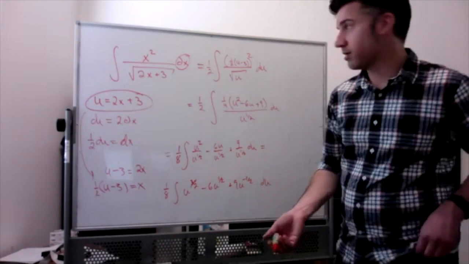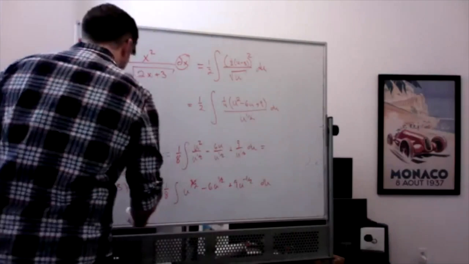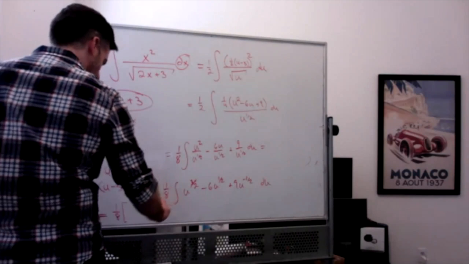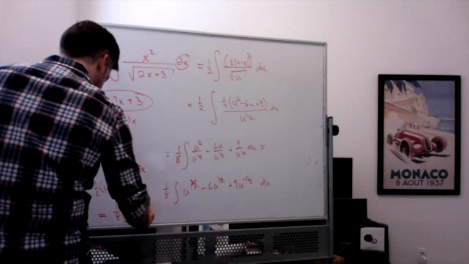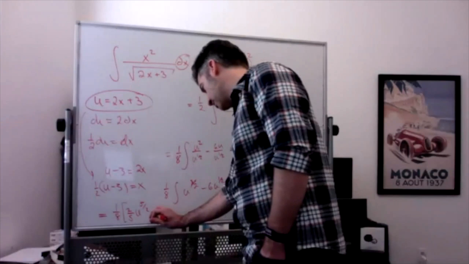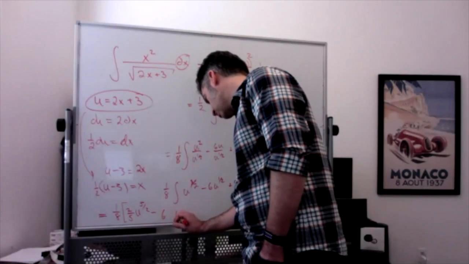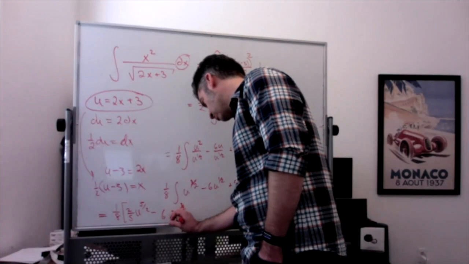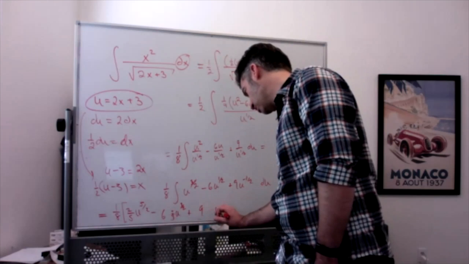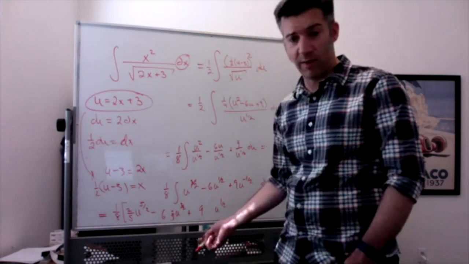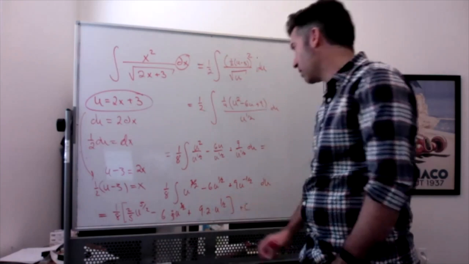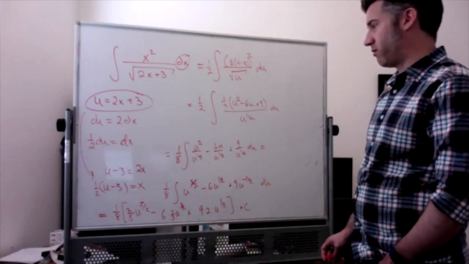Now we're ready to integrate. We're going to get, not enough room, 1/8 times u to the 5/2 times 2/5, minus 6u to the 3/2 times 2/3. And finally, plus 9u to the positive 1/2 divided by 1/2, which is multiplied by 2. Plus c. And then we're out of room.